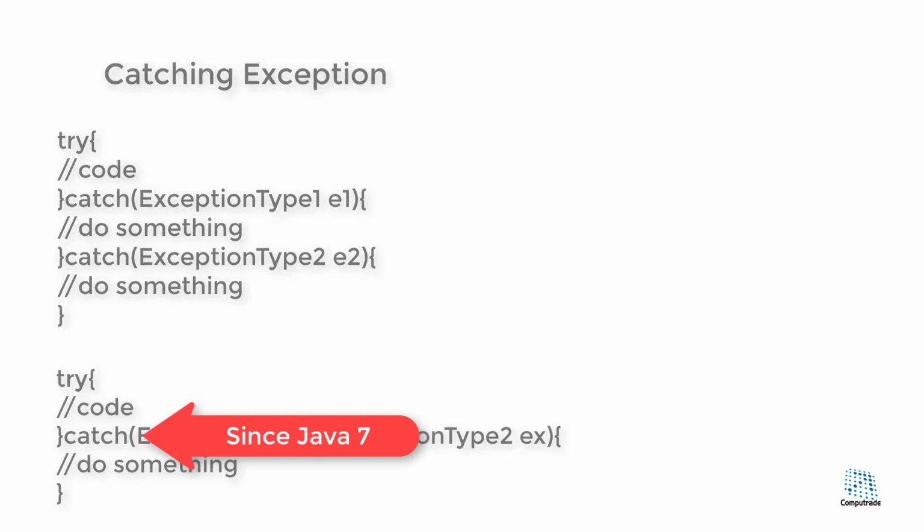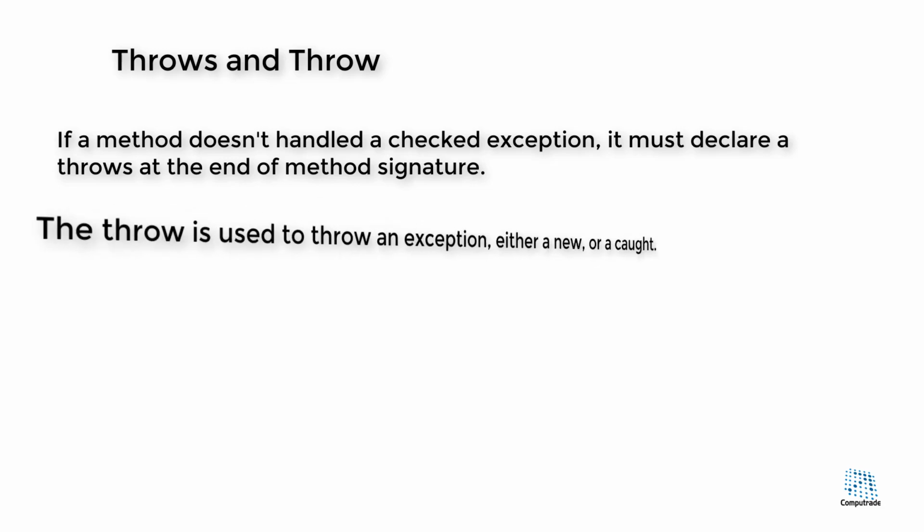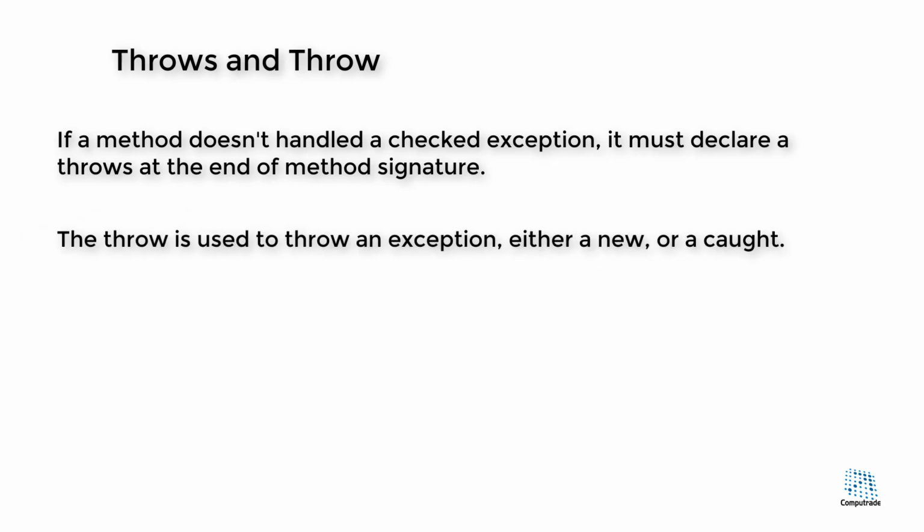Let's talk about the throws and throw keywords. If a method does not handle a checked exception, the method must declare it using the throws keyword. The throws keyword appears at the end of the method signature. The throw keyword is used to throw an exception, either a newly instantiated one or an exception that you just caught. Try to understand the difference between throws and throw keywords. Throws is used to postpone the handling of a checked exception, and throw is used to invoke an exception explicitly.